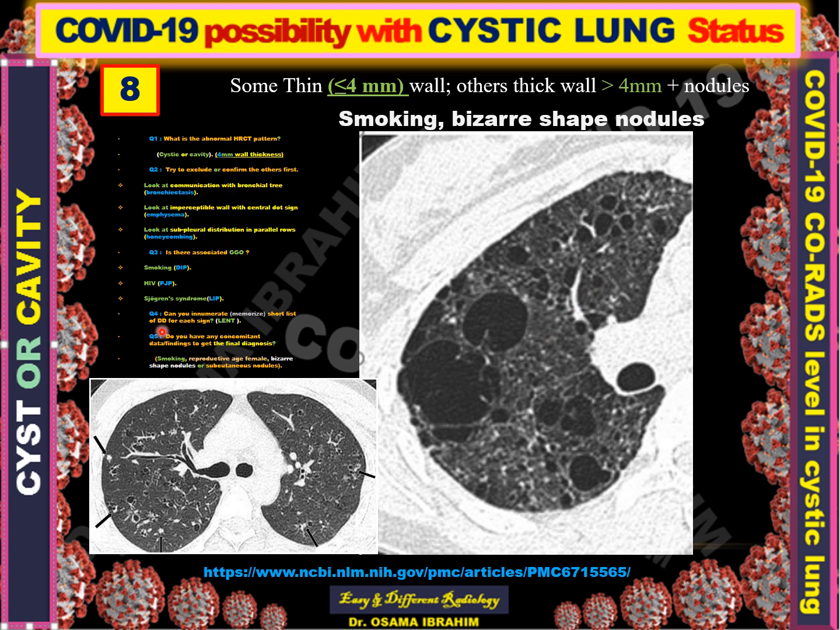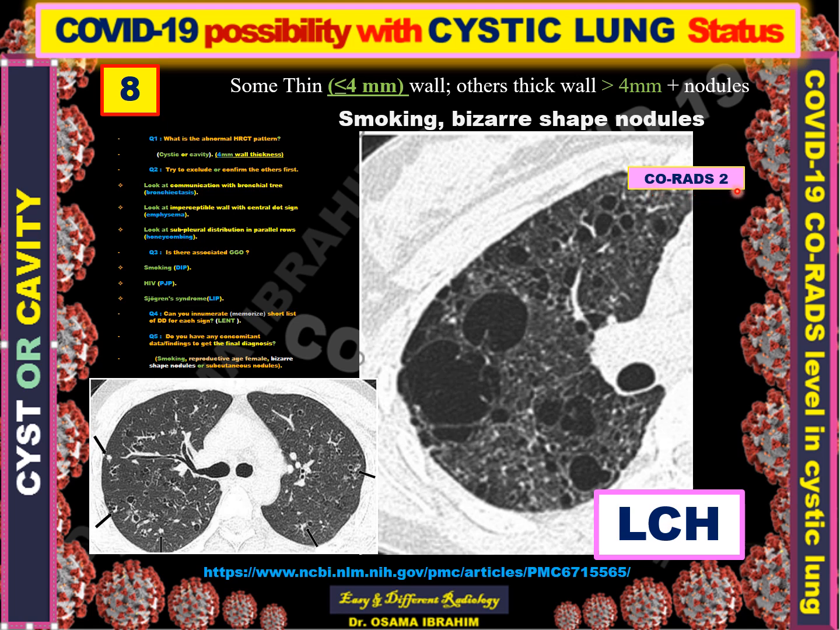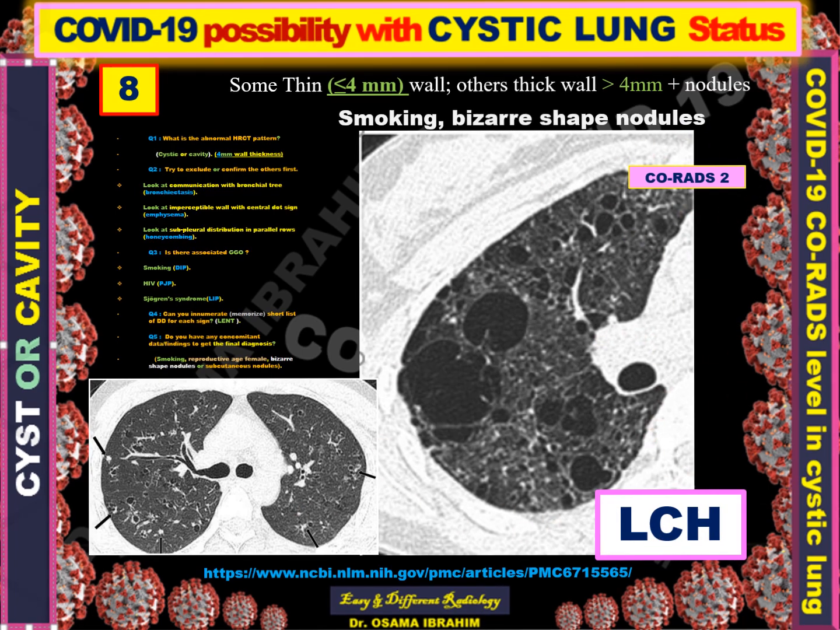So you can easily exclude the first group. And the rare group, the other three, are also excluded by absence of ground glass opacity. So now you are dealing with LINT and the bizarre shape, smoking history, presence of cavities, presence of nodules, and these features facilitate diagnosis of Langerhans cell histiocytosis rather than lymphangioleiomyomatosis. And if I want to classify it as CO-RADS, it is CO-RADS 2 only because of the presence of these nodules, which upgrade it from 1 to 2, and this also means a low possibility of COVID-19 diagnosis. This is a case of Langerhans cell histiocytosis.